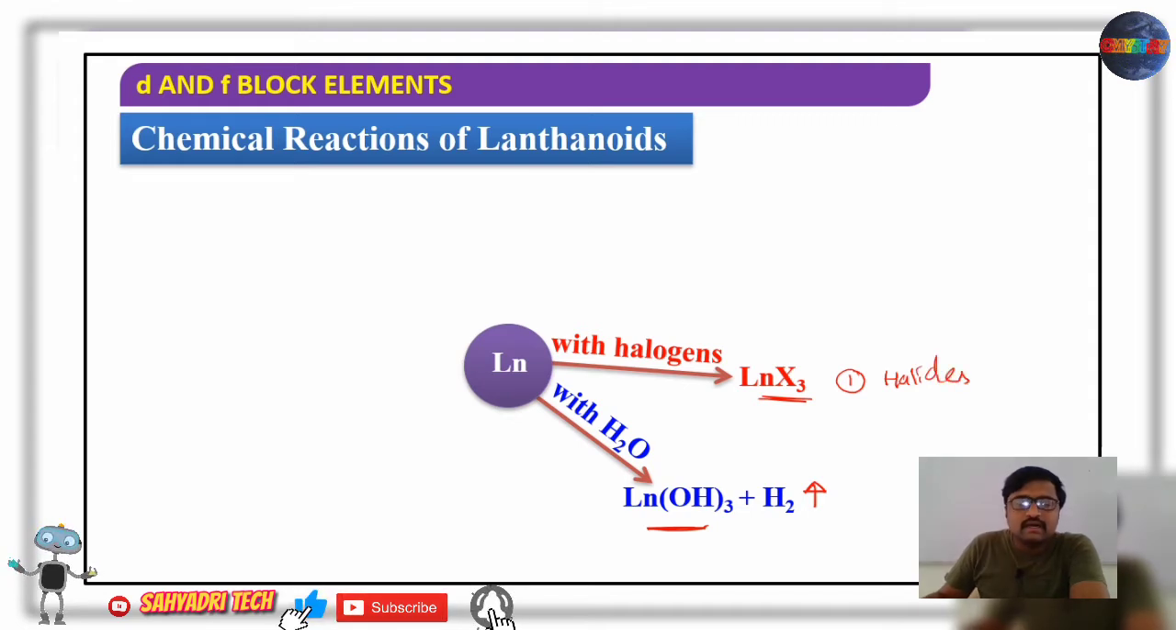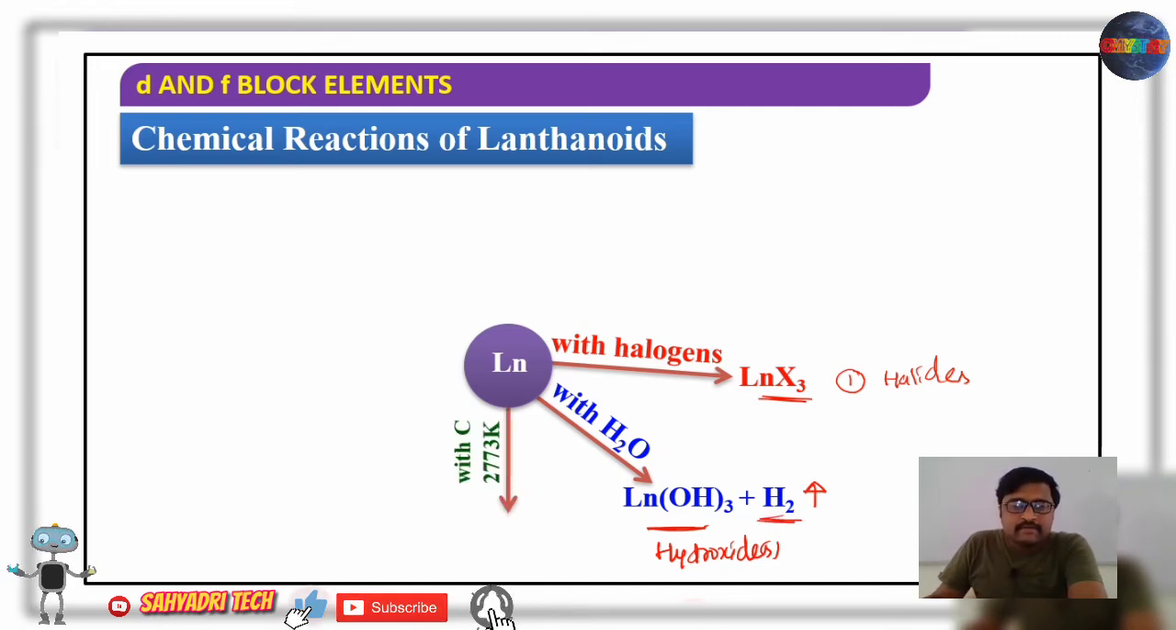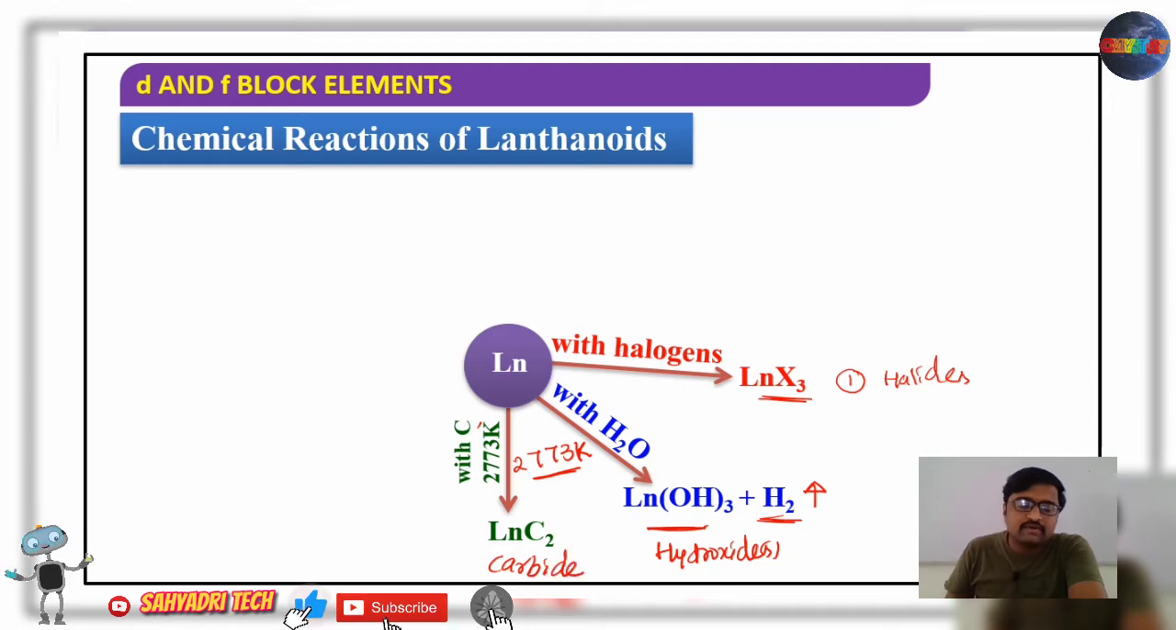Lanthanides readily undergo hydrolysis, means they readily react with water to give respective hydroxides with the liberation of dihydrogen. Then further, when lanthanides are heated with coke, or I can say carbon, at 2773 Kelvin temperature, they give respective carbides. Respective lanthanide carbides are formed. This is the third reaction exhibited by lanthanides.